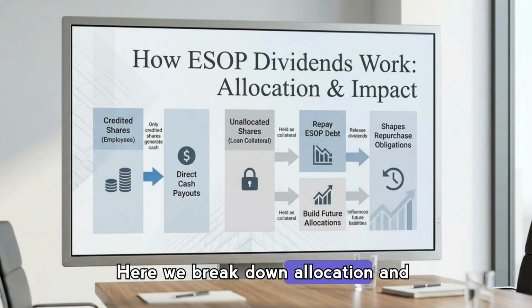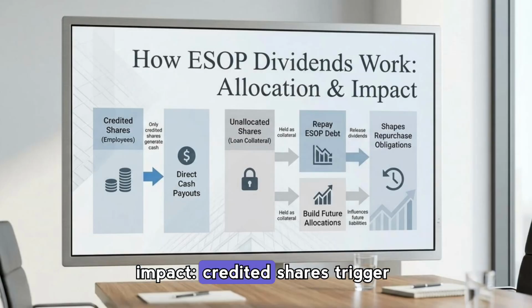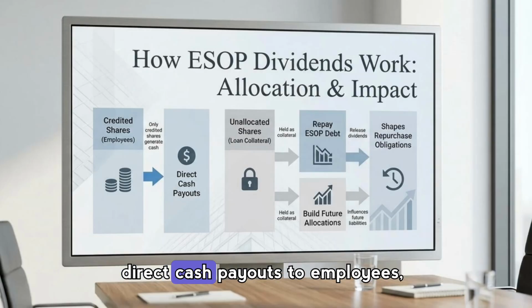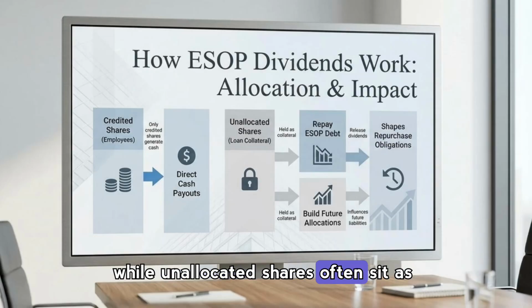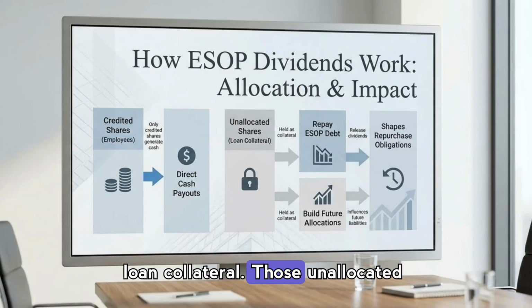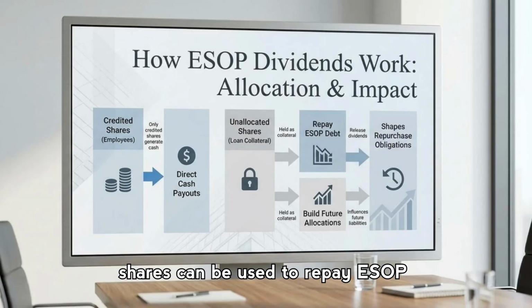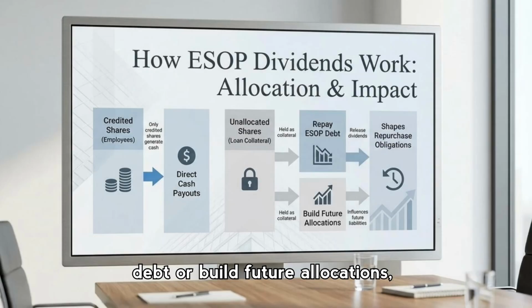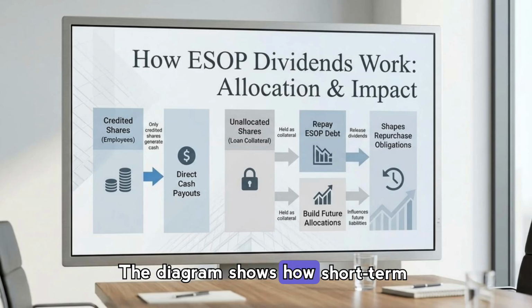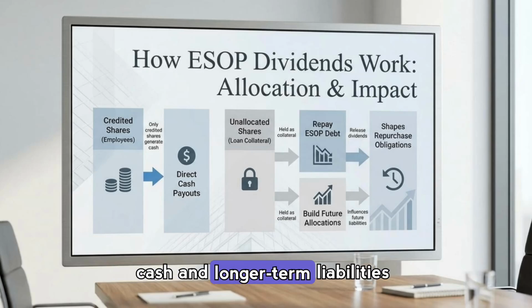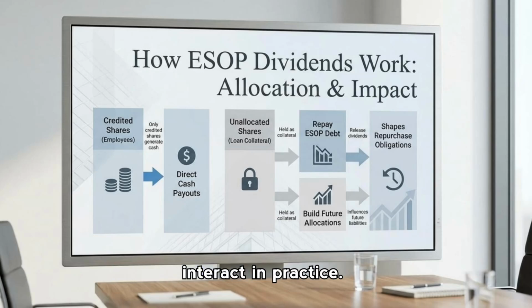Here we break down allocation and impact. Credited shares trigger direct cash payouts to employees, while unallocated shares often sit as loan collateral. Those unallocated shares can be used to repay ESOP debt or build future allocations, which in turn influences repurchase obligations and long-term funding. The diagram shows how short-term cash and longer-term liabilities interact in practice.